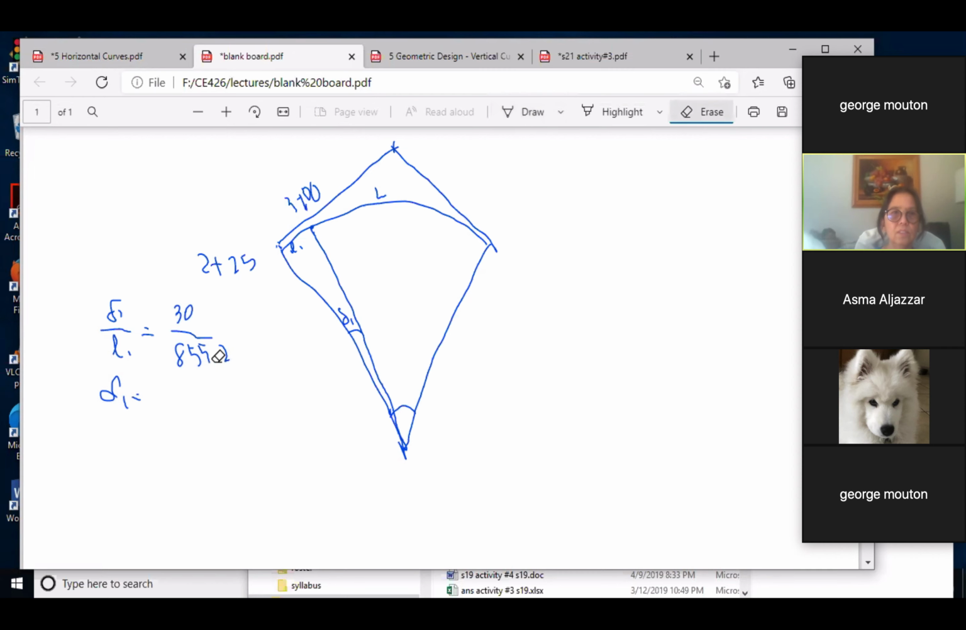L1 is equal to the tangent. We know this station, we know that station, so you can calculate the value of L1, and L1 is simply equal to your 3 plus 00 minus 2 plus 25. So we have 300 minus 225, and that will give you 75 feet. So now you can calculate this angle, the initial angle, and that would be equal to how much?